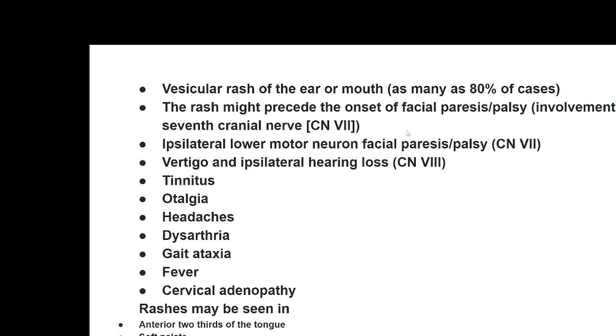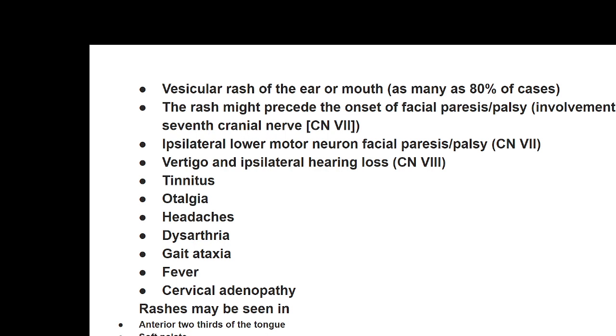The rash may precede the onset of the facial palsy. It could be before or maybe simultaneously with the facial palsy that the rashes may be seen. So when rashes and then the facial palsy are seen, you make the diagnosis of Ramsay-Hunt syndrome. Then the lower motor neuron palsy, exactly as in case of Bell's palsy, clinical symptoms are seen. Other symptoms which are also presented could be vertigo or hearing loss, tinnitus, otalgia, headaches, dysarthria, gait ataxia, fever, or cervical adenopathy.